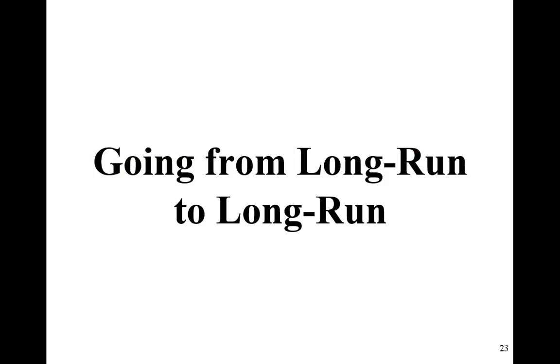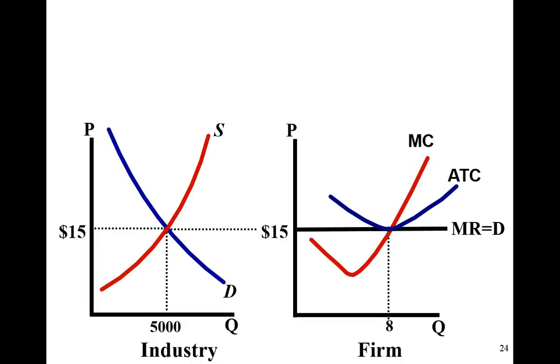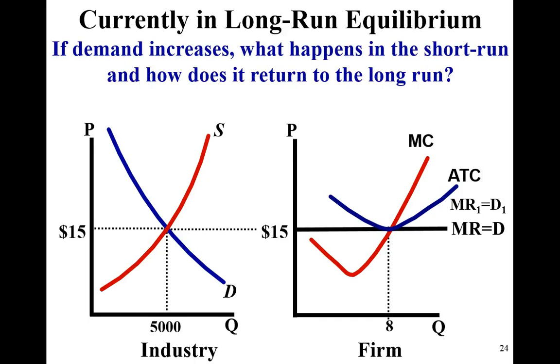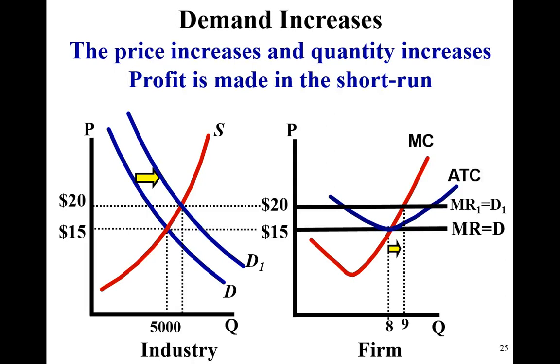Now, here's one that's a little bit different, long run to long run. We look at our graph, we say, boom, where are we? We're in the long run. Okay, we're already in a perfectly competitive long run situation where we have normal profit. But let's say that something happens in the marketplace. Something becomes extremely popular. So due to taste and preferences, demand increases. When demand increases, notice what happens. Our price goes up, and our quantity in the industry goes up as well.